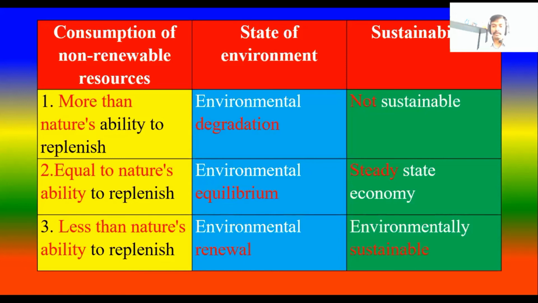Then steady state economy. Next is that less than nature's ability to replenish. So reduce the use of nature and environmental renewable. So environment naturally renew it. Totally use, difficult to renew. If small use and naturally renew that nature, and that is called environmental sustainability.